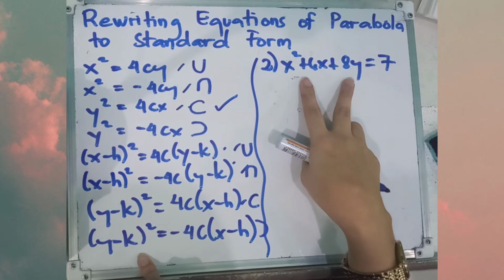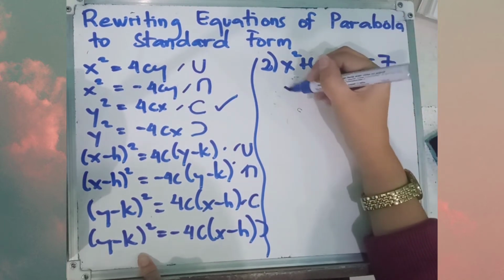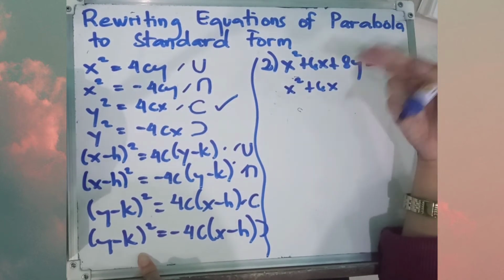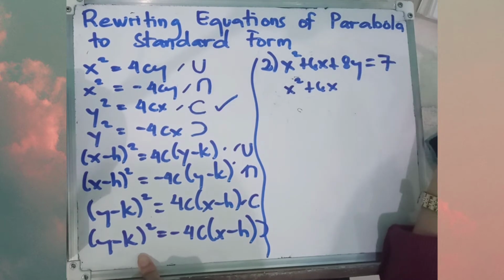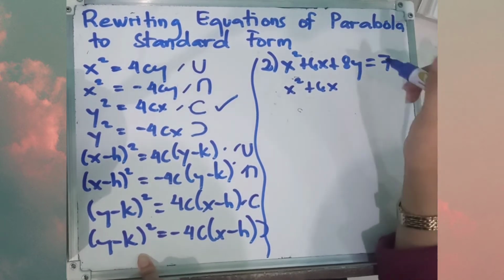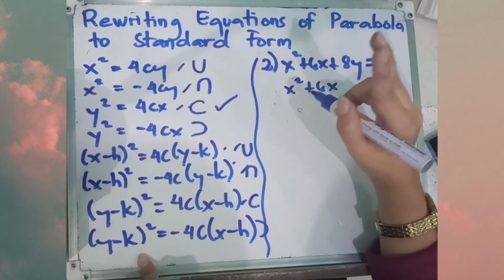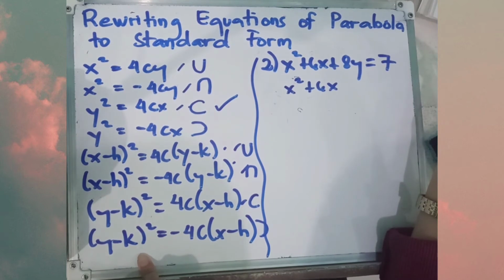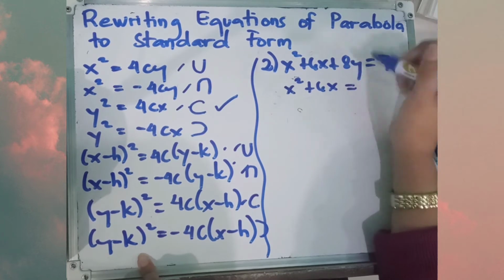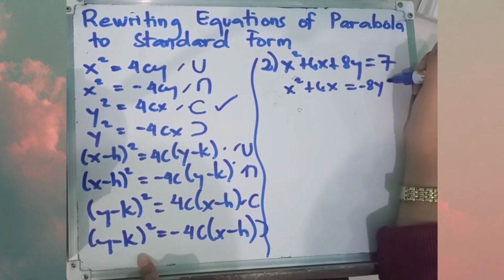Let's first arrange the variables. So it will look like this: x squared plus 6x. So group all the x's together. The remaining variables and constants, move that to the other side of the equation. Remember that if you're moving a certain number from one side of the equation to the other, do not forget to change the sign. So since 8y is positive, if we move that to the other side, that will become negative 8y plus 7.